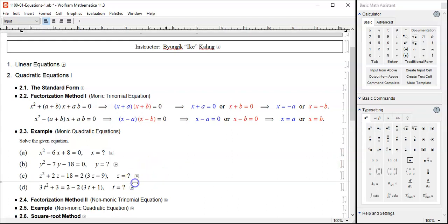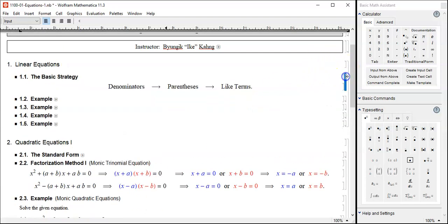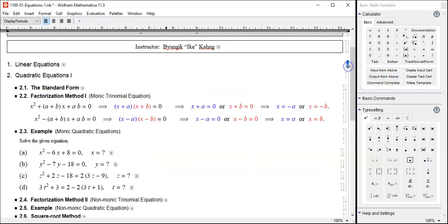Now, here is a problem that is a little bit worthy, in the sense that we're going back to this: denominator, parentheses, and like terms. This basic strategy is not just for linear equations, but for all equations actually. We don't have a denominator this time, but we do have parentheses.